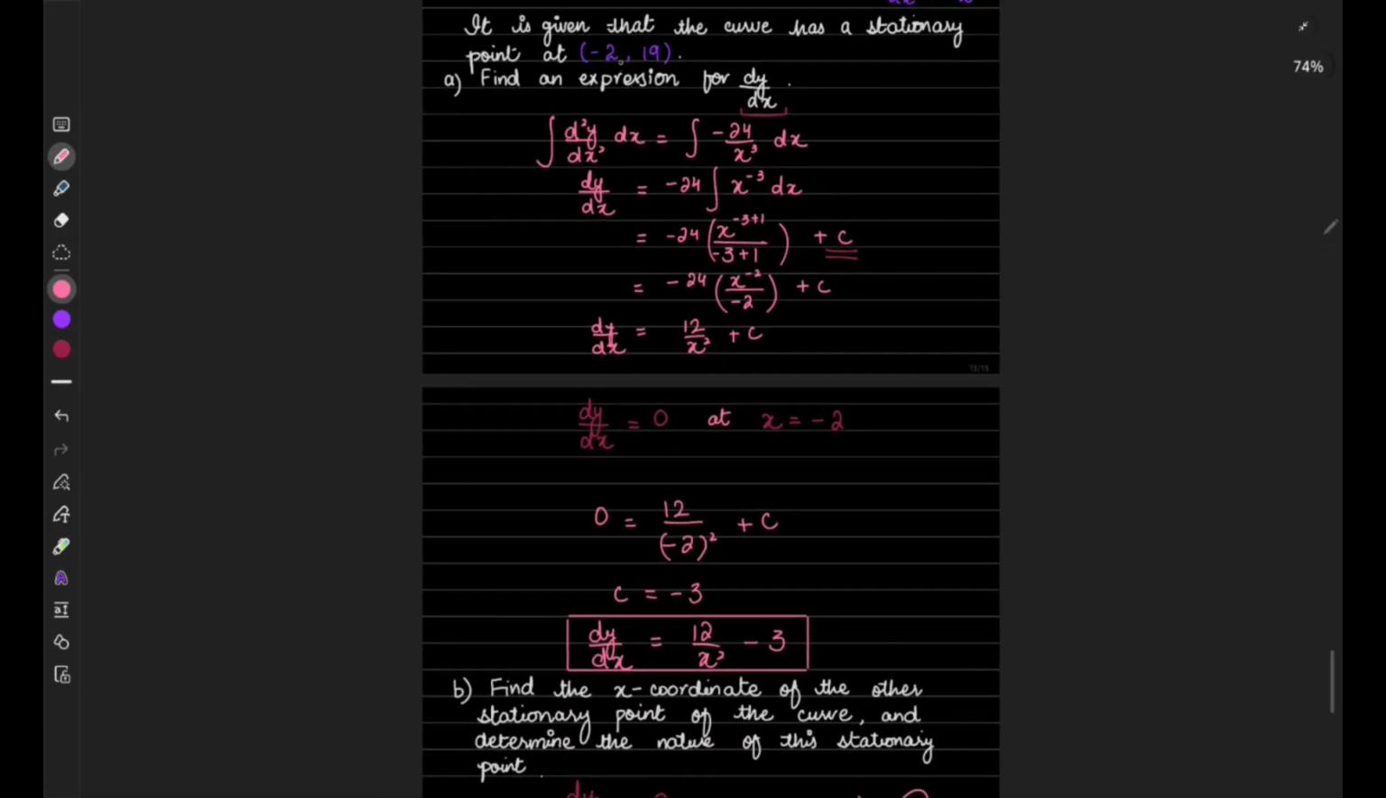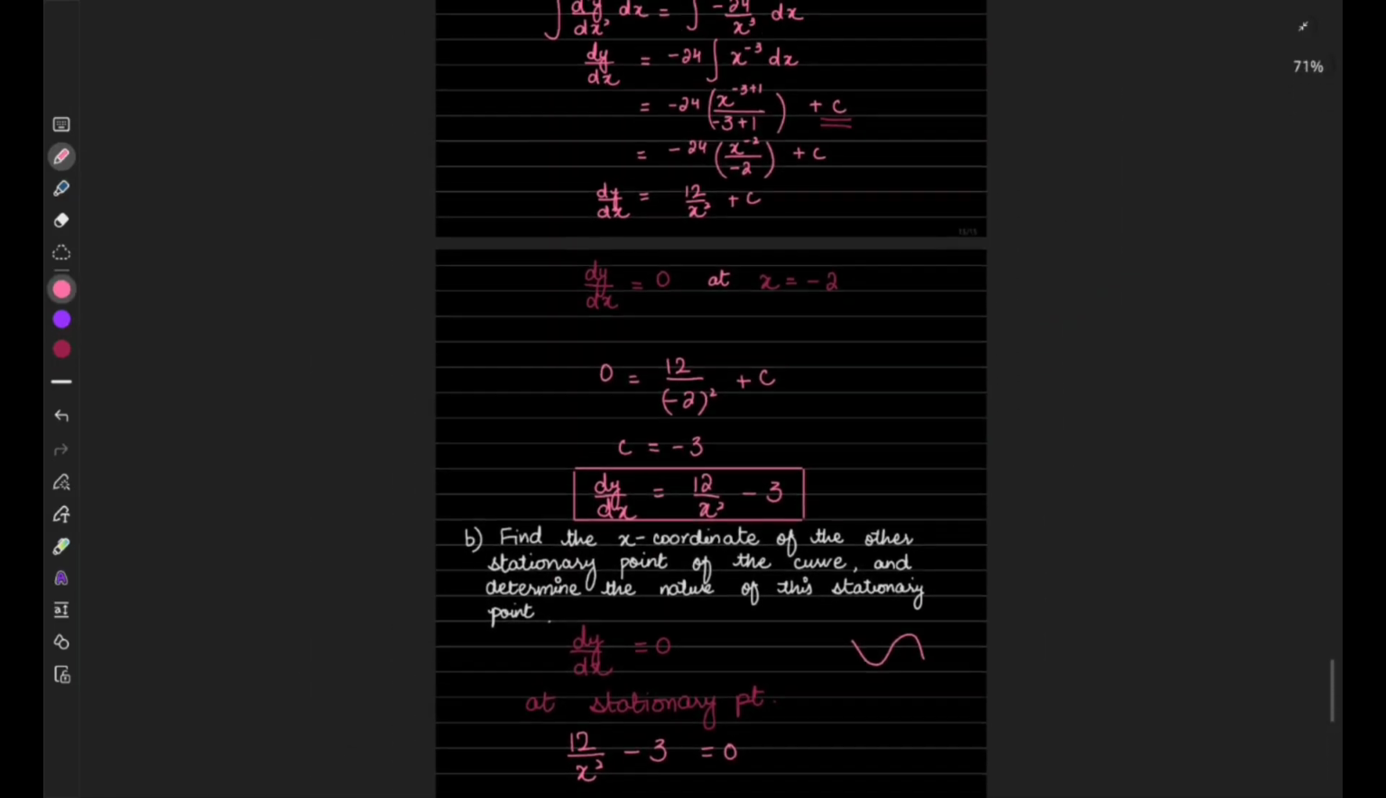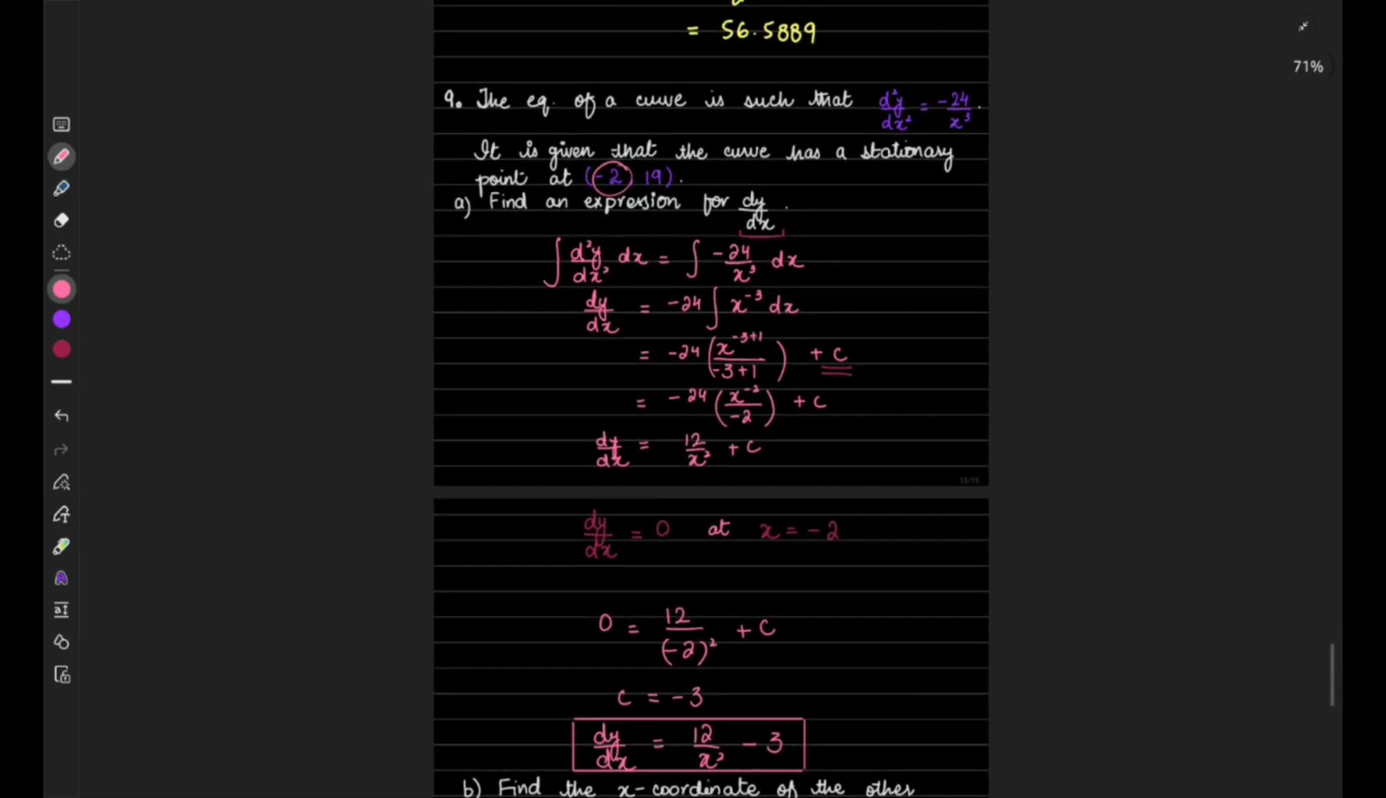So we already have one stationary point for which the x coordinate is minus 2. So the x coordinate of the other stationary point must be x equals 2. Now, for this stationary point, you need to find the nature, that is, whether it is a maximum or a minimum. So for the nature of the stationary point, you substitute the x value in the second derivative to get the nature.